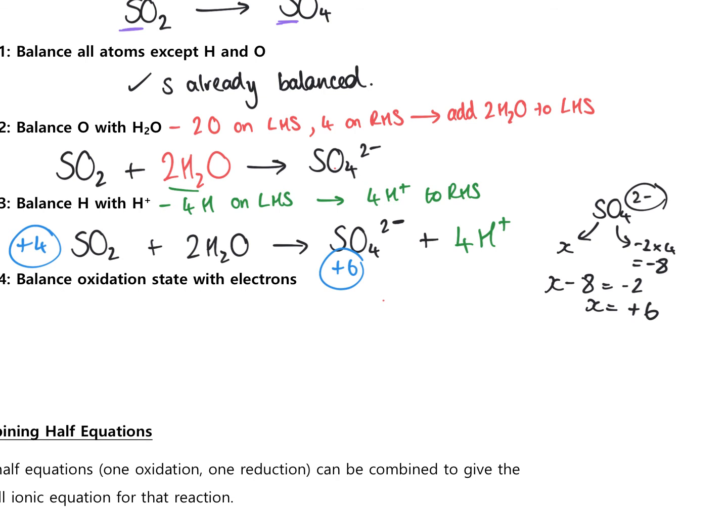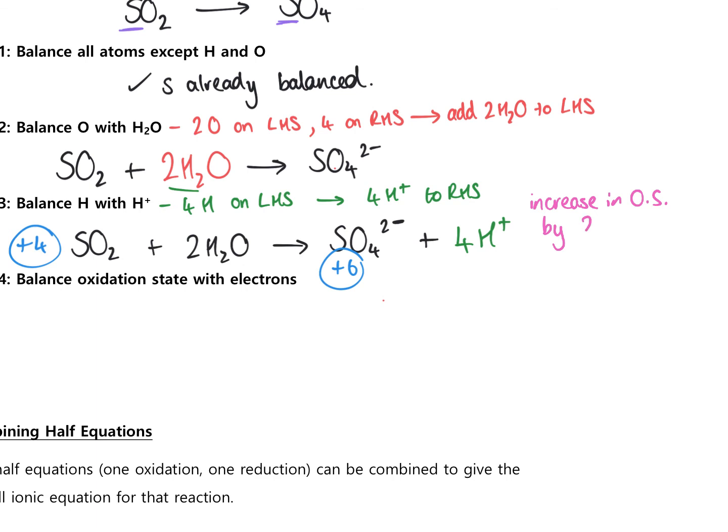So again, let's think what's happening in terms of the oxidation state. It's changing from plus 4 to plus 6. So there's actually an increase in oxidation state this time. Increase in oxidation state by 2. So that's important. Because the oxidation state is increasing, that makes this oxidation. So that means the electrons need to go on the right-hand side this time. And if it needs to increase by 2, then we need to put 2 electrons on the right-hand side.